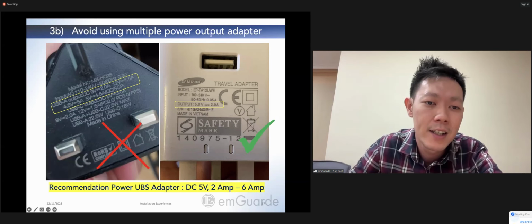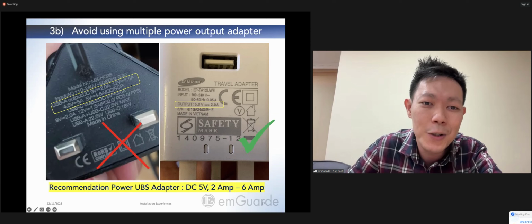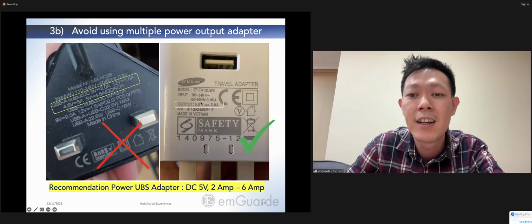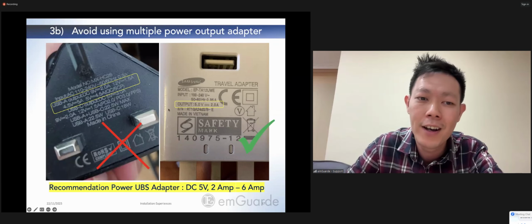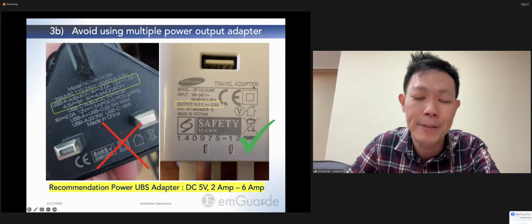You can see the first image. It actually has multiple outputs, meaning you can see 9V, 12V, and 5V. This is called a multiple power output adapter. So we must always choose the second one, where you can see the cursor on the output of 5V, 2 ampere. Okay, this is the recommendation. You don't want the adapter with many outputs such as 12V and 9V. That is how to select the correct adapter.